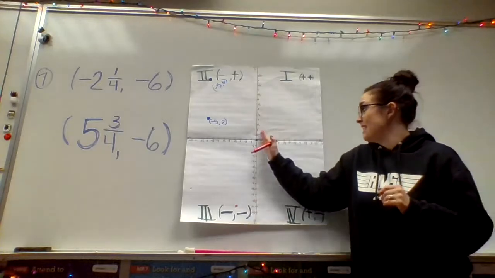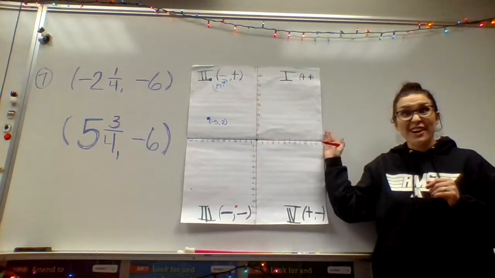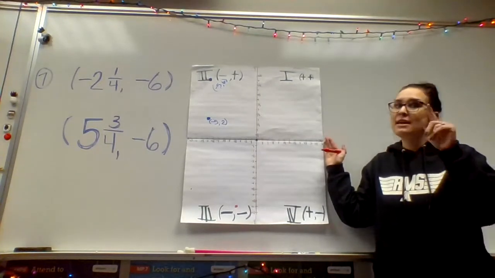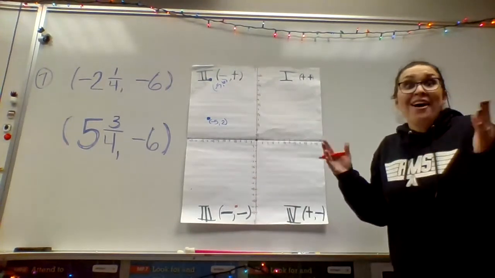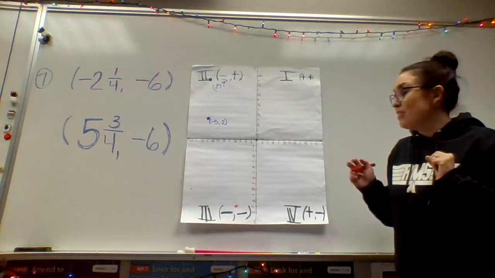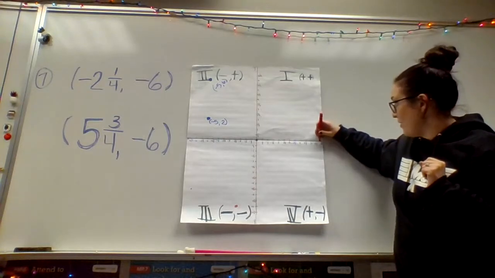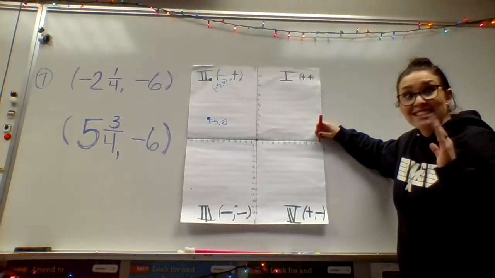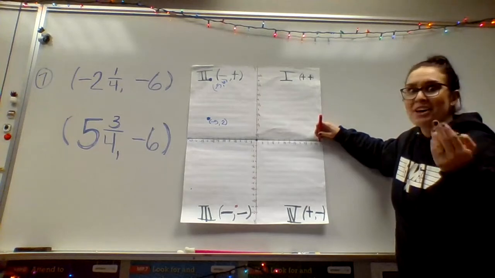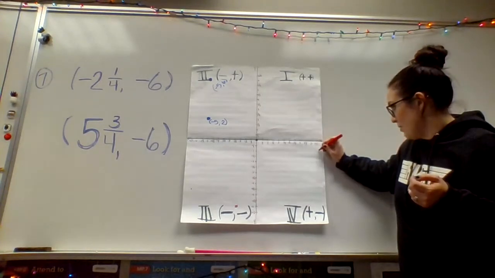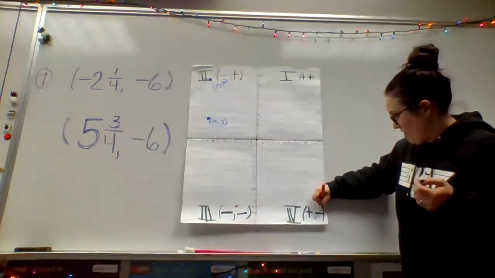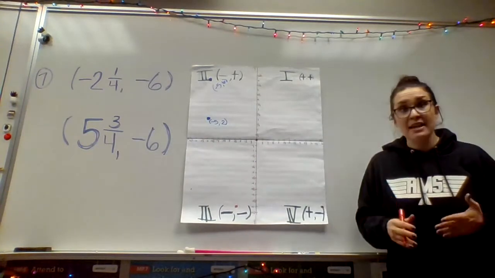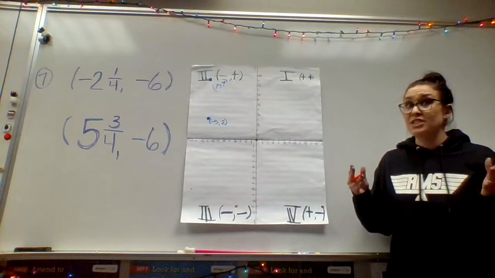Again, since that's positive, it's going to be over here, in my positive happy land. But then I have that -6, so that's still going to go down as well. All right. So our +5 3/4 would be right about here, and then our second, our Y value, is -6. So I'm going to go right about there, my friends.